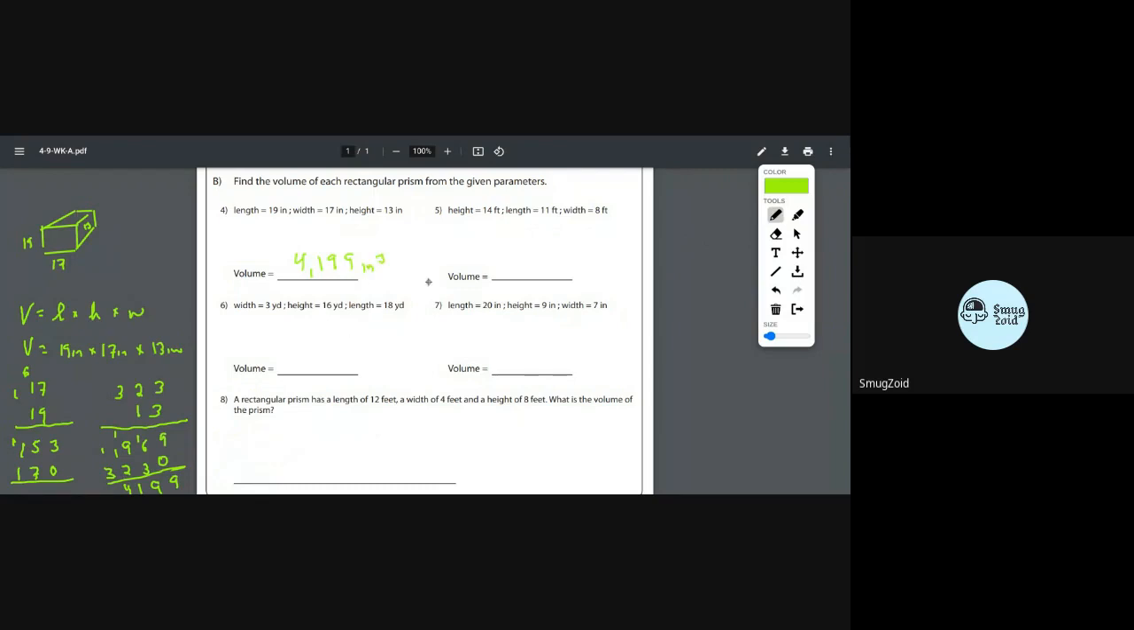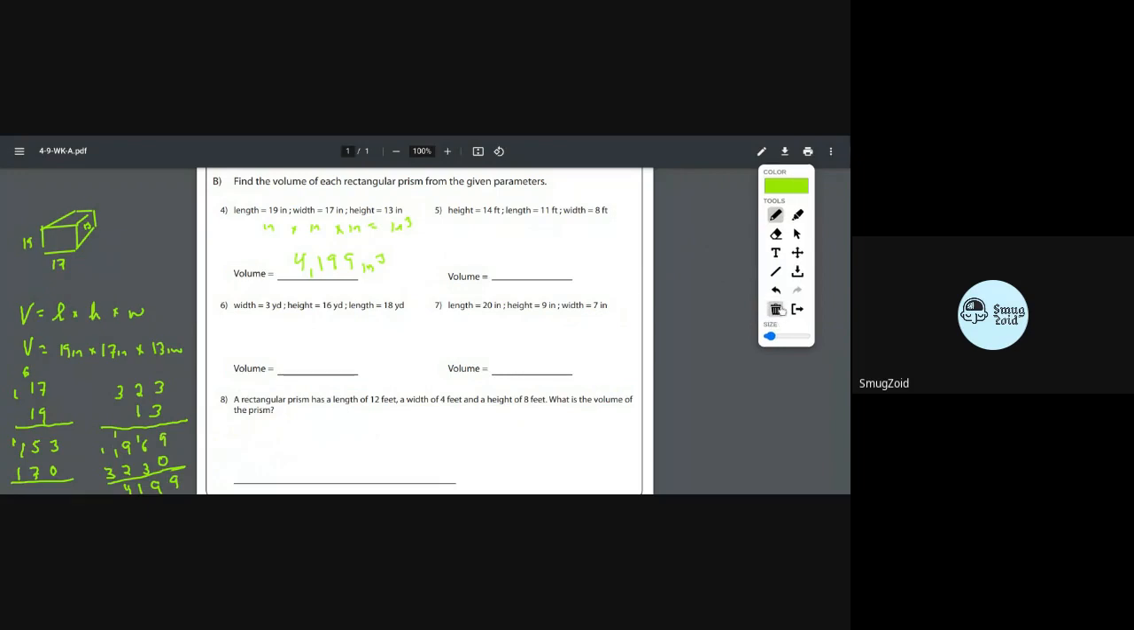I don't know why. And so that would be inches cubed because it's inch times inch times inch, right? Keep in mind inch times inch times inch. That's equal to inches cubed. Yay. And then we're going to try this last one.